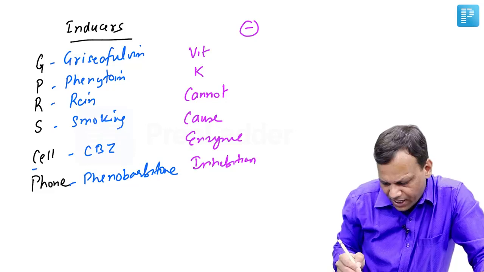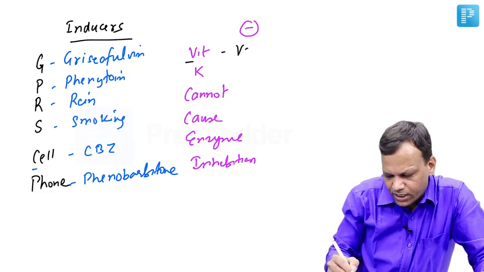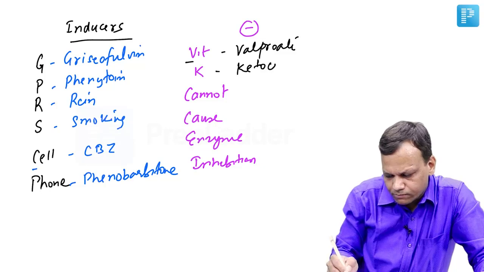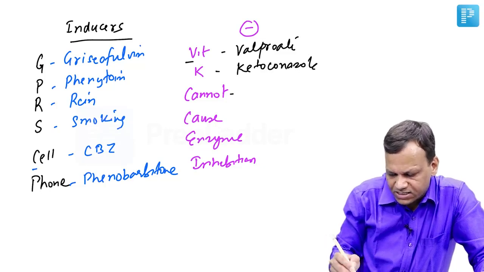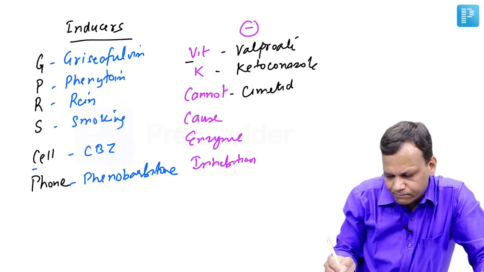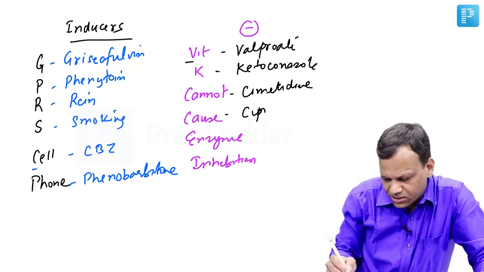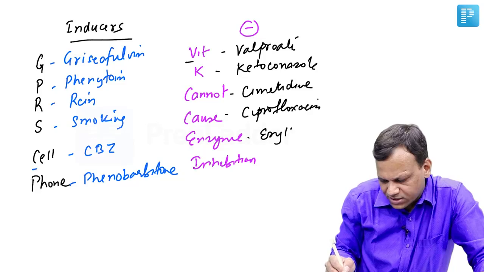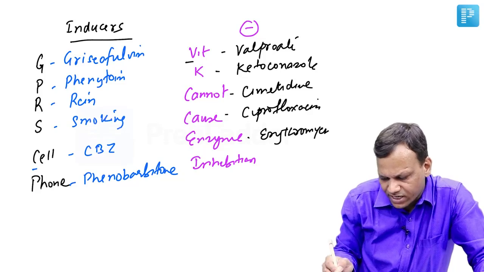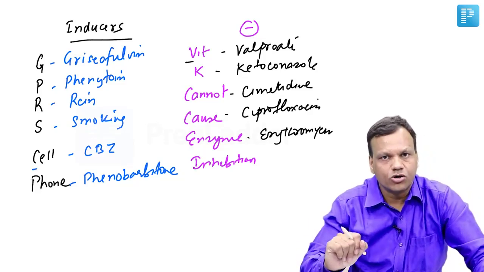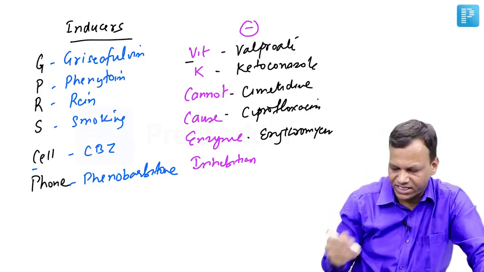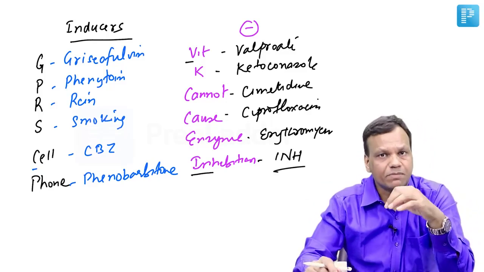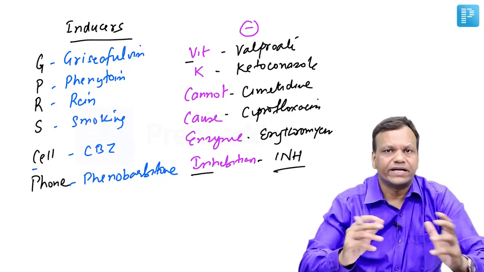So these drugs you can remember as V stands for valproate, K is ketoconazole, C is cimetidine, C is ciprofloxacin, E is erythromycin. Not only erythromycin, some other macrolides also, like clarithromycin, roxithromycin. But remember, azithromycin is not an enzyme inhibitor. Then INH stands for isoniazid. So these are important enzyme inhibitors, and they can lead to drug interactions.